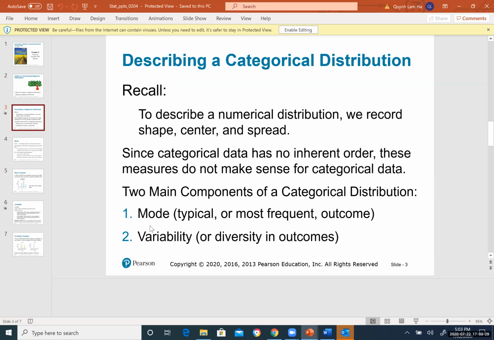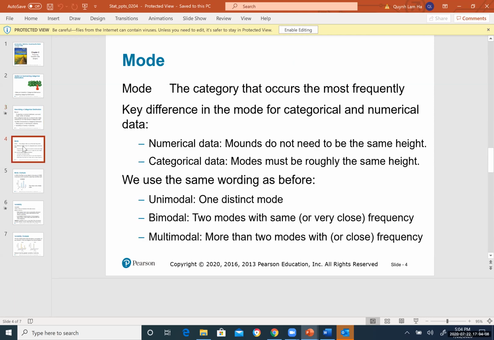and variability. Mode means the most data repeated, or the most frequent, okay? That's what it means. A lot of data is focused on that value, so we call that value the mode. Variability is similar. Right here it's a diversity in outcomes. Diversity in outcomes here means that we have a variety of outcomes. Okay, so let me jump to the example. Hopefully it can make more sense to you.